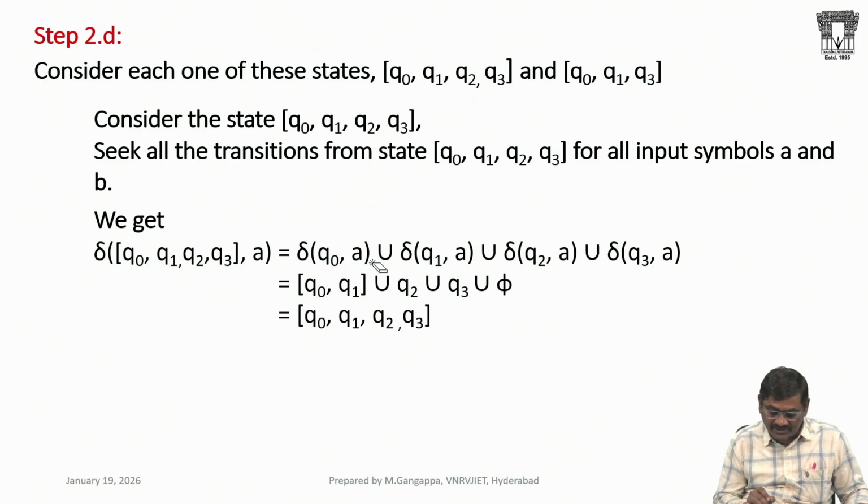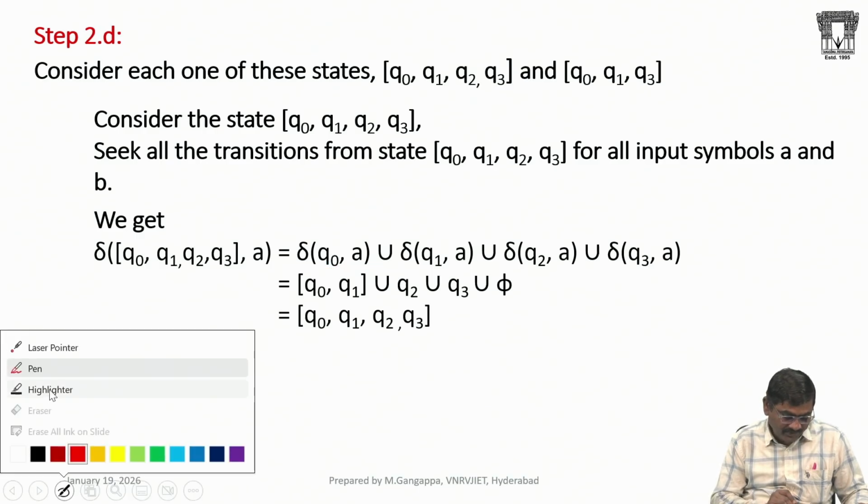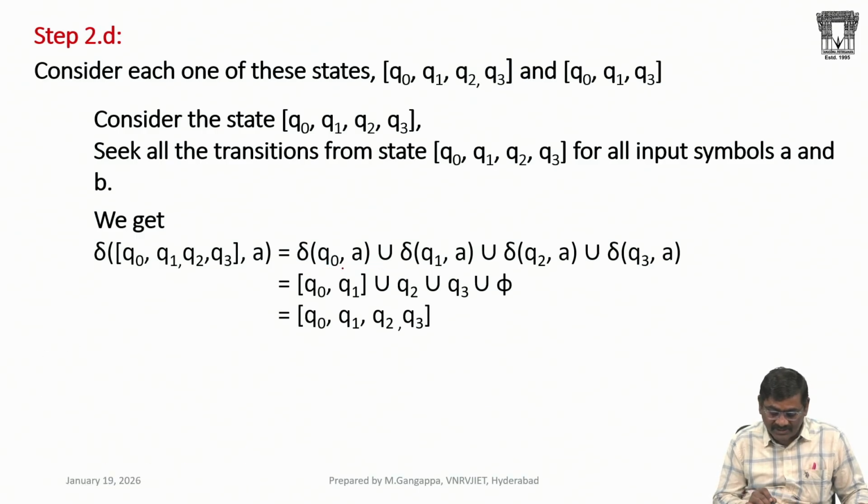After expanding like this, we have to find out the next state. The next state for Q0 on A is Q0, Q1. Transition of Q1 on A is Q2. Transition of Q2 on A is Q3. Transition of Q3 on A is no more transitions. There are no transitions. Therefore, pi is the answer for that.